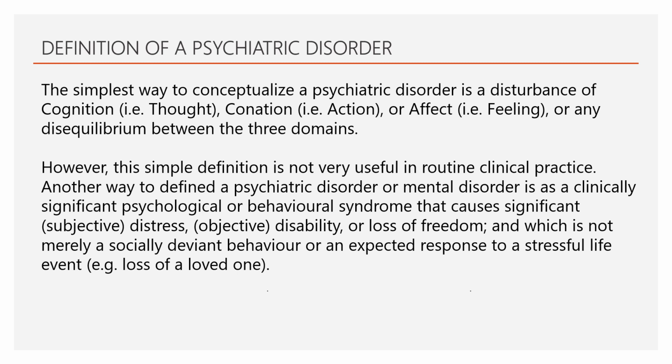Let me explain what this big line is. Don't be scared of big words. Basically, what we want to say is yes, there are problems in cognition or action or emotion, but apart from this, there should be some distress to the patient or some distress to the relatives. If there is no distress, there should be some disability or loss of freedom. And this should not be a socially deviant behavior.